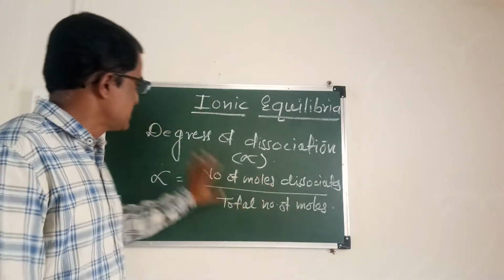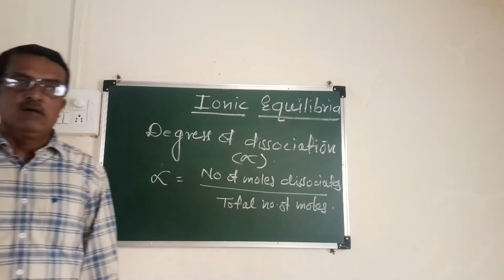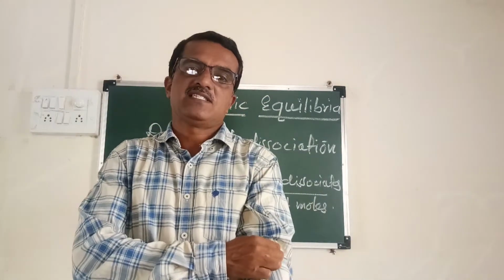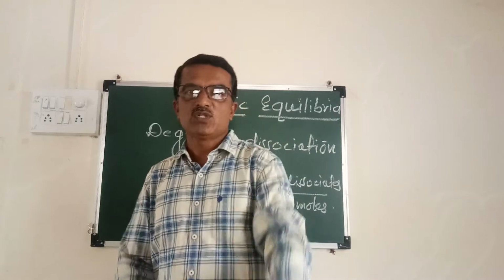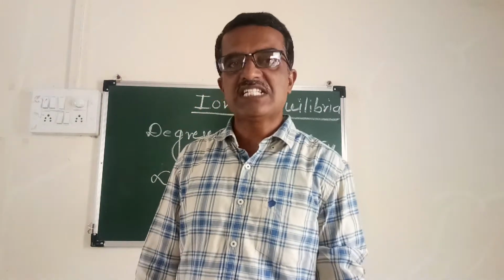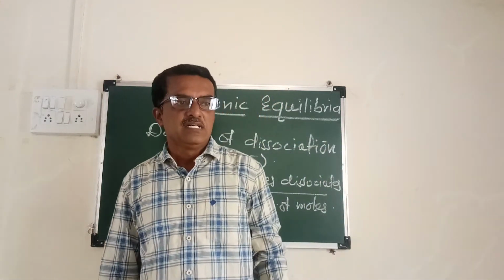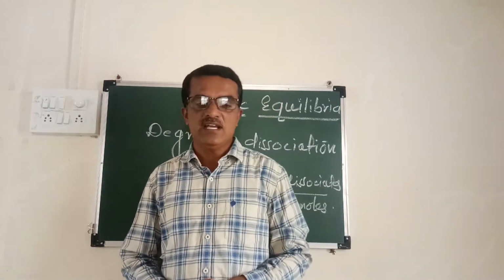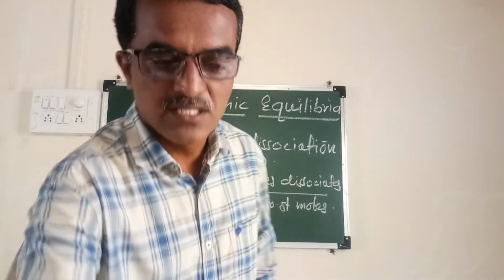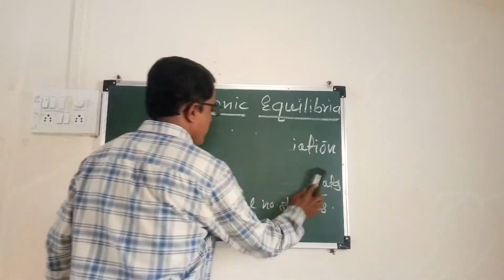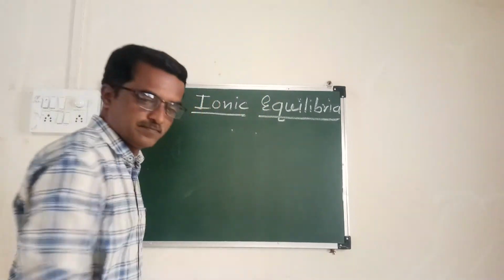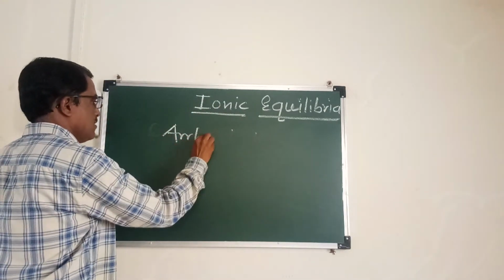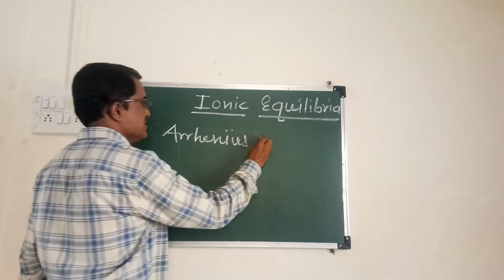Now by knowing this degree of dissociation, the next important part is what is meant by acid and base. Up to the 10th standard we have learned what acid and base are, but in 12th standard different scientists put forth their ideas for acids and bases. The first concept is the Arrhenius theory for acids and bases.